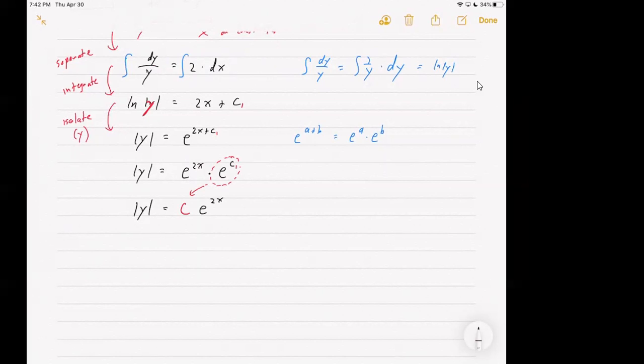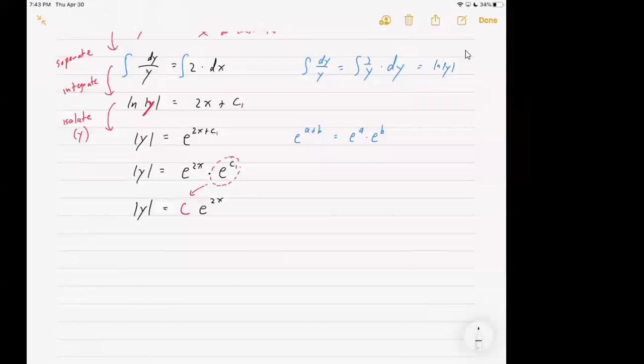Hopefully you know that if we take the absolute values away, then y is whatever is on the left-hand side. Let me figure out how I want to state this. Yes, this is how we could state this. You could say if y is positive, you can just remove the absolute value sign: y equals c e to the 2x. And if y is less than 0, then negative y equals c e to the 2x.